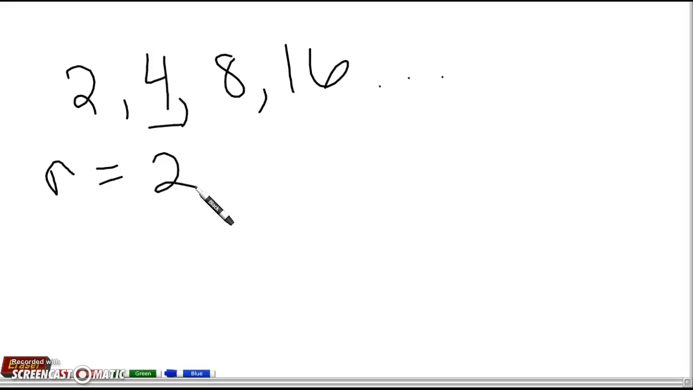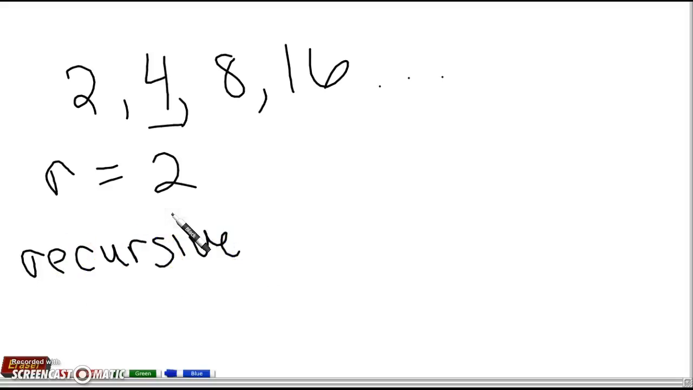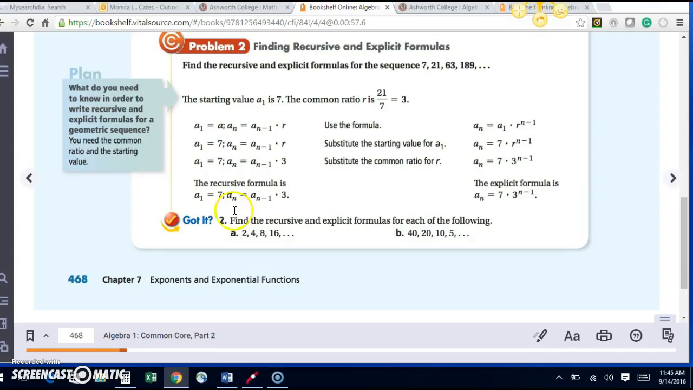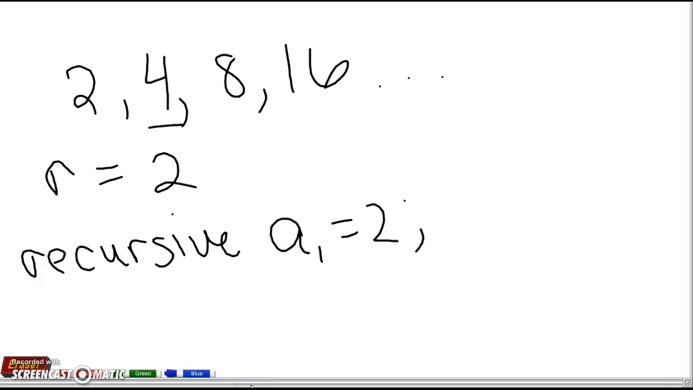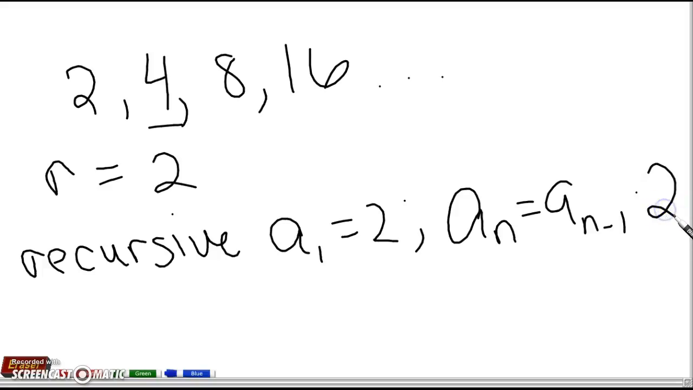R is 2. For recursive, I need my first term. So my a sub 1 equals 2. And then I'm going to use just the formula that they've given me. So that's a sub n equals a sub n minus 1 times my r term. A sub n equals a sub n minus 1. Remember, that's what the recursive formula does. It has the number before it, times my r term, which is 2.